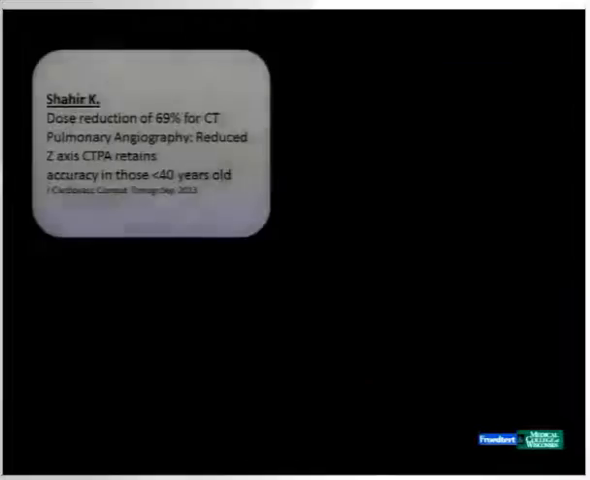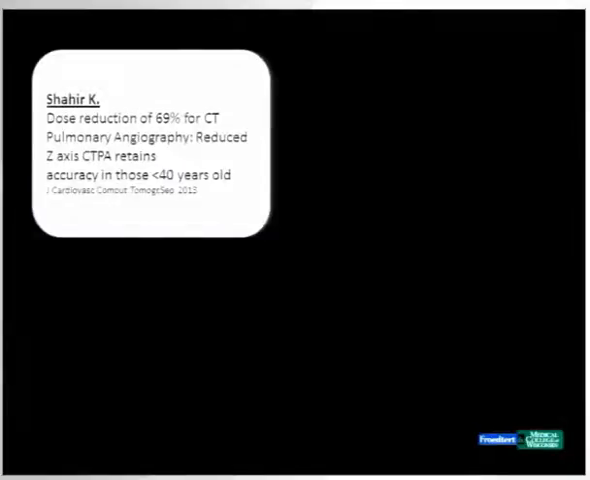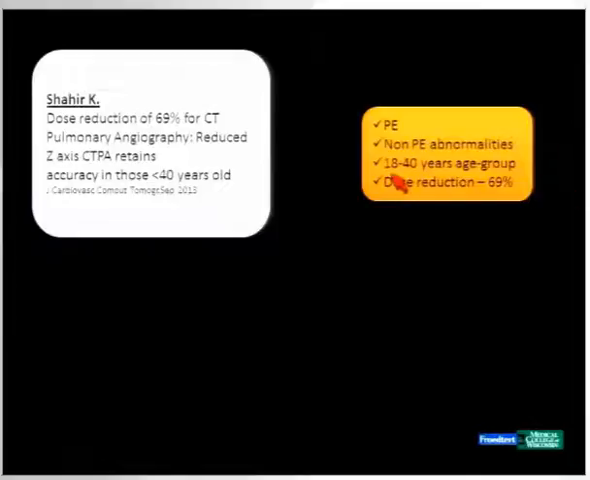So we created one more project which was published recently, in which we not only looked at these findings, but concentrated on a very specific age group, 18 to 40 years, where there is very little concern of missing a big lung cancer or a big abnormality. We also found that we did not miss a PE. In addition, the dose reduction was a whopping 69%.